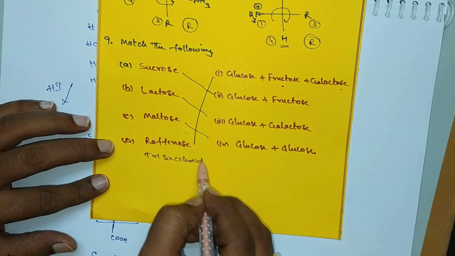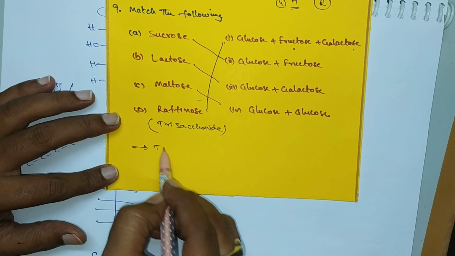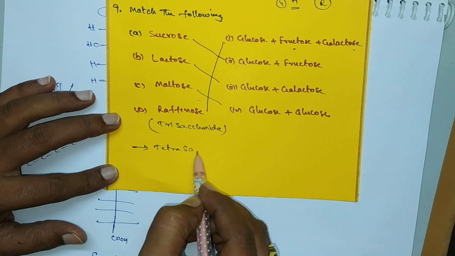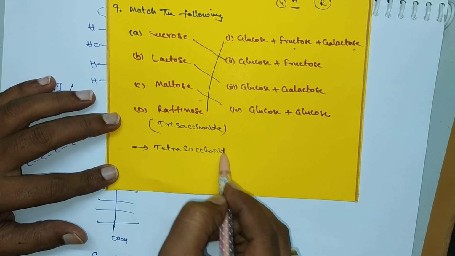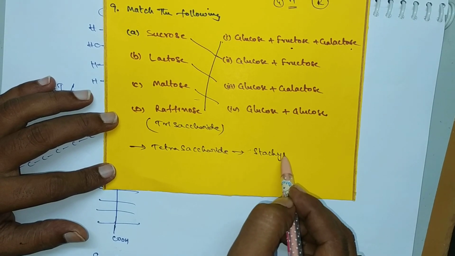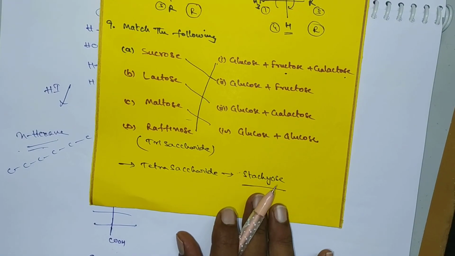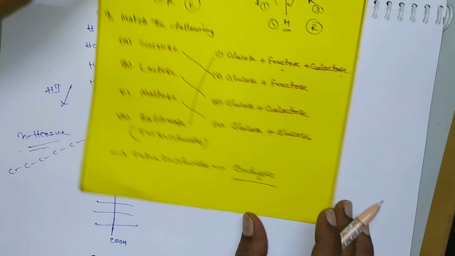Remember carefully, this is an example of trisaccharide. And another one is tetrasaccharide. Another example for tetrasaccharide is stachyose. Stachyose is an example of tetrasaccharide which consists of 4 monomer units. Okay, clear? Remember carefully. And next one.